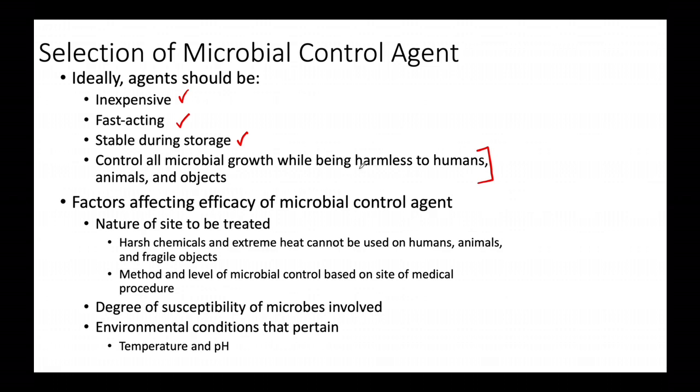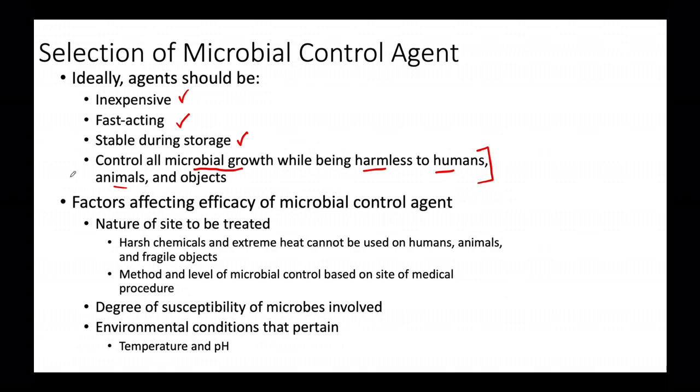And then this is hard to achieve, but this is the goal. You want some chemical or some method that's going to control all microbes, so inhibit their growth, but then we want it to be harmless to humans, but then other things that might be in an environment like precious objects or even animals, like we have pets in the house or something like that. So you want it to be safe for them. So that can be hard to do, but that's kind of the goal.